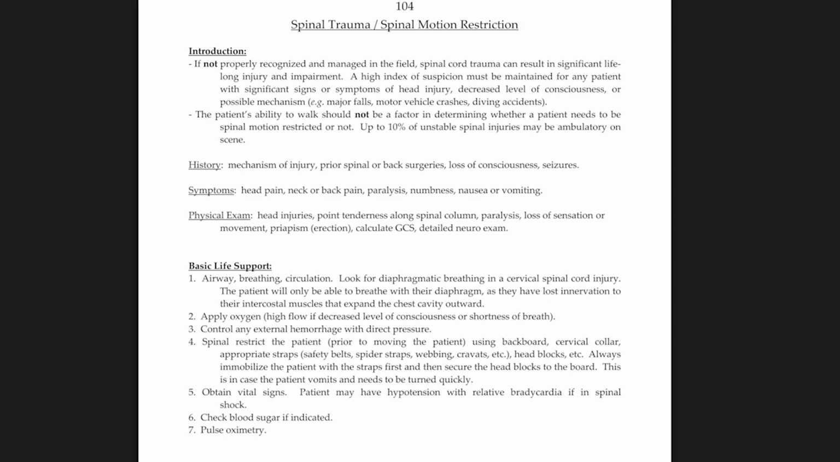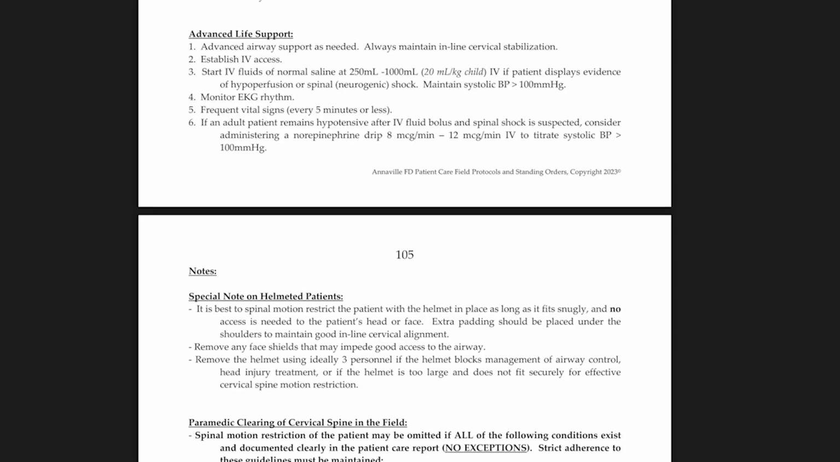Obtain vital signs. A patient may have hypotension with relative bradycardia if in spinal shock. Check a blood glucose and check their SpO2 levels. For ALS, or advanced life support, establish an advanced airway as needed. Always maintain inline cervical stabilization. Establish IV access. Start fluids if the patient is hypotensive, maintaining a blood pressure greater than 100.